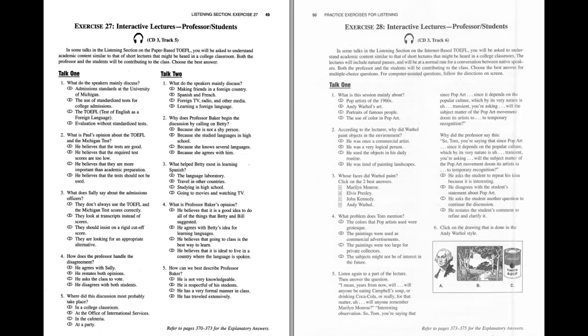Talk 2. Listen to part of a discussion in a linguistics class. Since so many of you have asked me about how to learn a language, I thought it might be useful to take some class time today to discuss it. Betty, you speak several languages, don't you? Yes, I speak Spanish and French. And what helped you most in learning those languages?